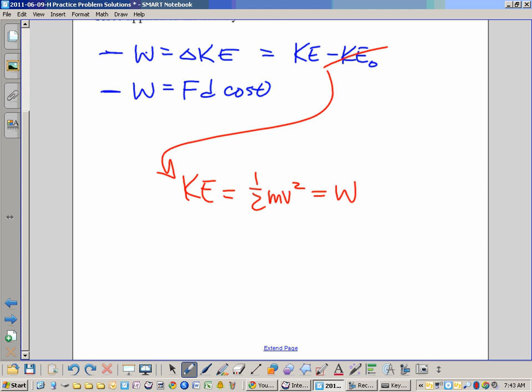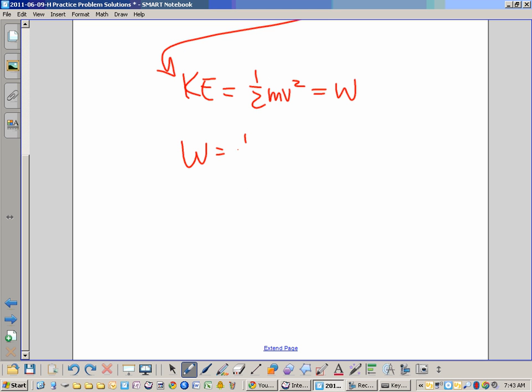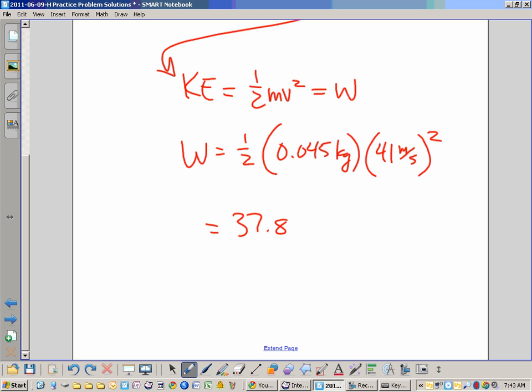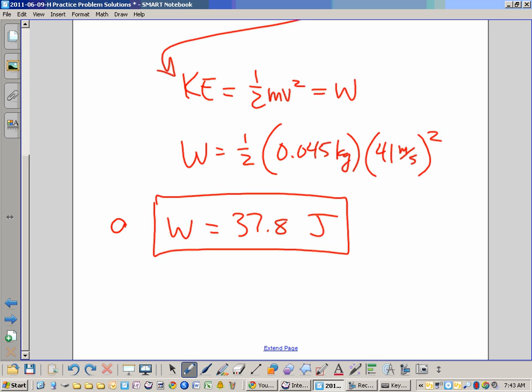All right, so how much work is done by the club? 1/2 mv squared. So work is equal to 1/2, the mass is 0.045 kilograms, 45 grams, times v, which was 41 meters per second, squared. Calculator brigade out there. So it's 37.8 kilogram meters squared per second squared. Sounds like joules to me. All right, so that's the answer to part A.